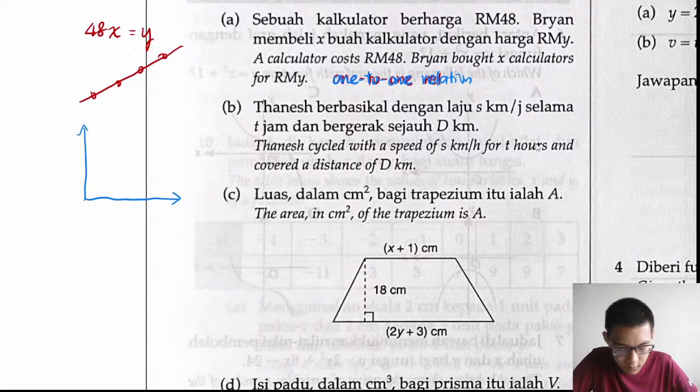For T hour, D equal to S over T, right? But this one, I don't know which one is the T, which one is the object, which one is the image. So how much? I skip this first.